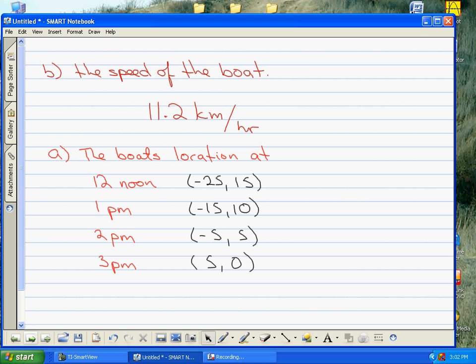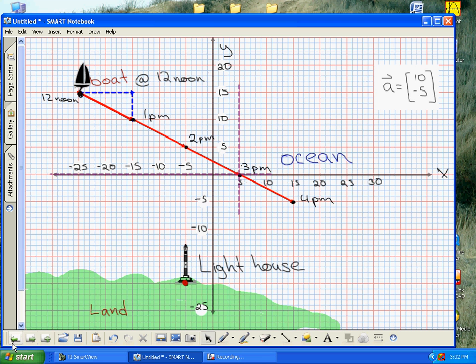So here I track the speed. I found the speed using the distance formula, and I track the boat just by plotting it. Again, I could keep plotting more and more of these lines to find out where this boat is going to be at 5 p.m. Also, what I could do with this is find out where the boat was an hour ago.